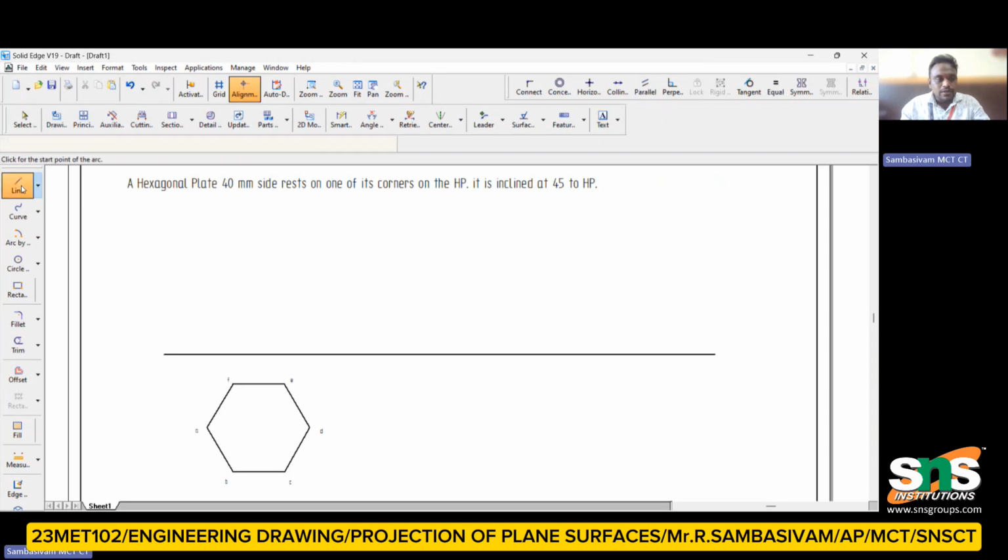Now I am going to draw the trace line from this point to the surface here. Similarly from this point to this one, similarly from this point to this one, and similarly from this point to this one. For clear understanding, I am going to change these to thin lines, with different colors.